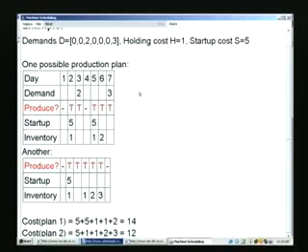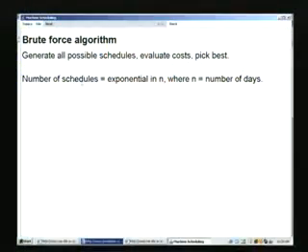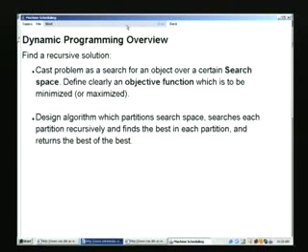Our question in general is going to be to consider all such possible plans and figure out which is the best one. So this naturally suggests a brute force algorithm. So we will generate all possible plans. For each, we'll evaluate the costs, and then we'll pick the best. Unfortunately, the number of such schedules or plans is going to be exponential in n, where n is the number of days. So this is going to be just too slow, and we would like to have a faster algorithm. This is where dynamic programming comes in.